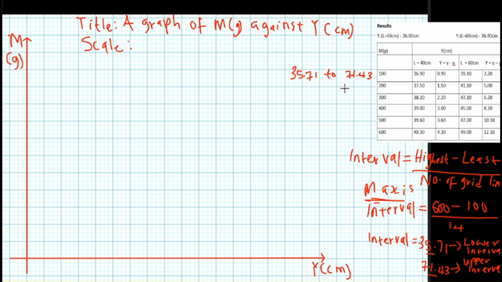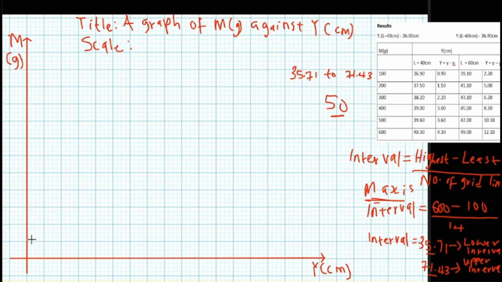Now, the number we are going to choose is going to be a number that will be very easy for us to work with. In other words, it should be a number that is divisible by 5. I usually prefer numbers that are divisible by 5 because in each big box here, you have 5 small boxes. So to get the value of each small box, we divide by 5. So between 35.71 and 71.43, a very good number that can work very well here is 50. That is going to be our interval, so our scale for the vertical axis is going to be increasing by 50.